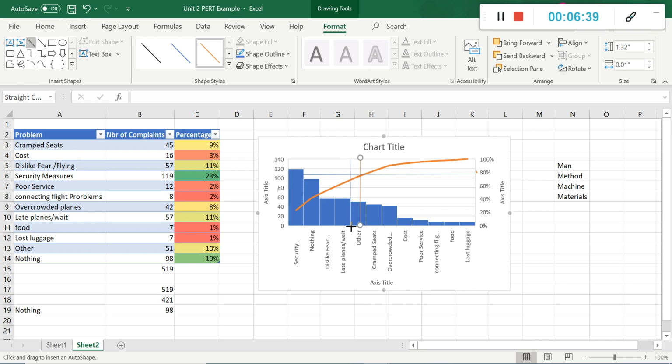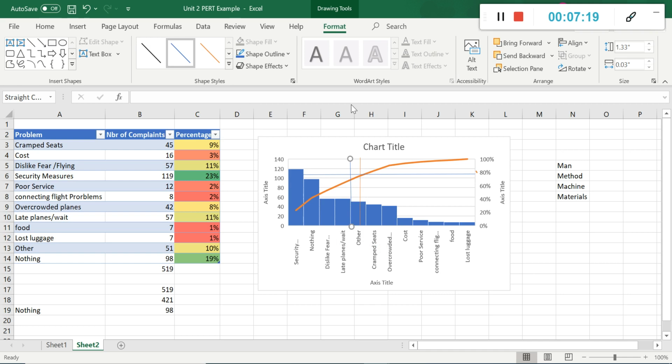these four causes are creating the whole problem. So I have security, dislike of fear, or late planes. So what could be the problem? In this case, I need to do an analysis. I realize that these problems may be caused by other things that I don't know about. But anyway, for this one, I can say almost 80% of the problems are caused by these 2 or 3 problems. Okay, that's how the Pareto chart works.